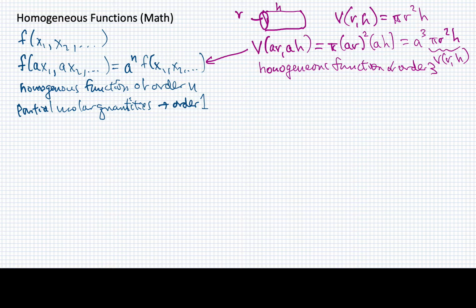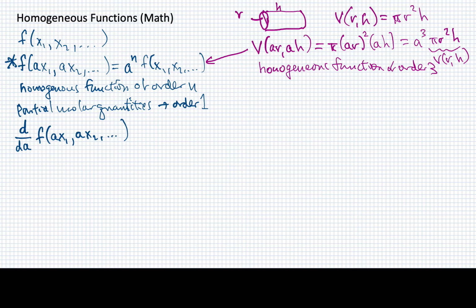Now, when this is the case for a function, it has some other special properties that are worth noting. In particular, what I want to do is start with our initial definition of a homogeneous function and take the derivative with respect to that scaling parameter. So in other words, I want to evaluate the derivative with respect to a of this function in which I have scaled all of the variables by that same amount.